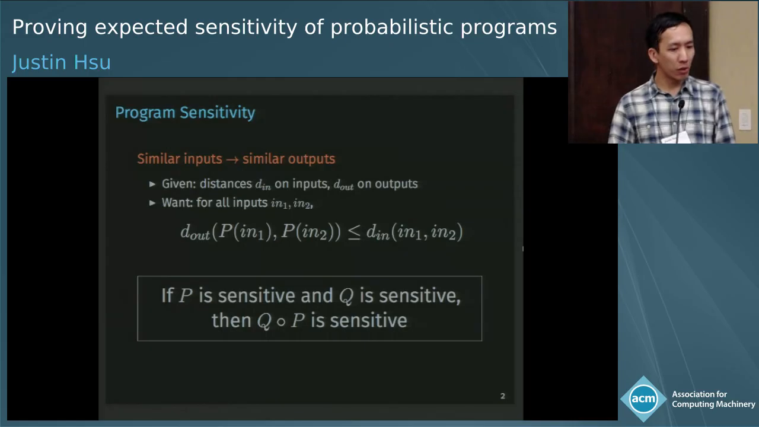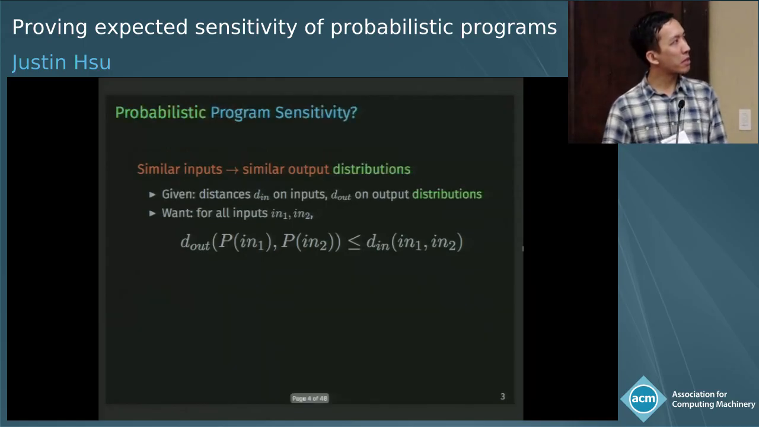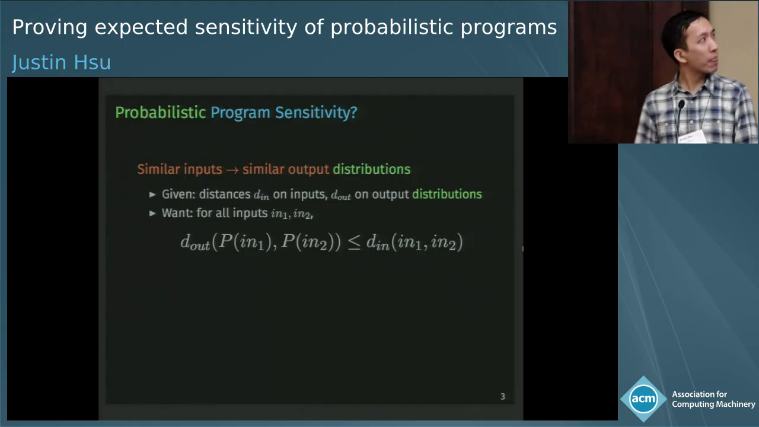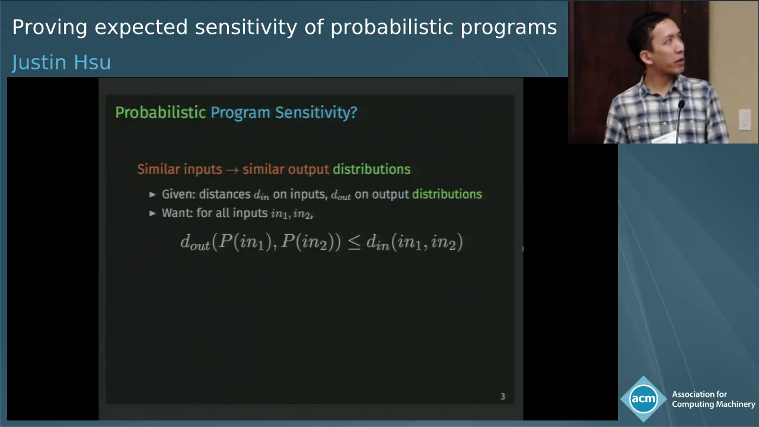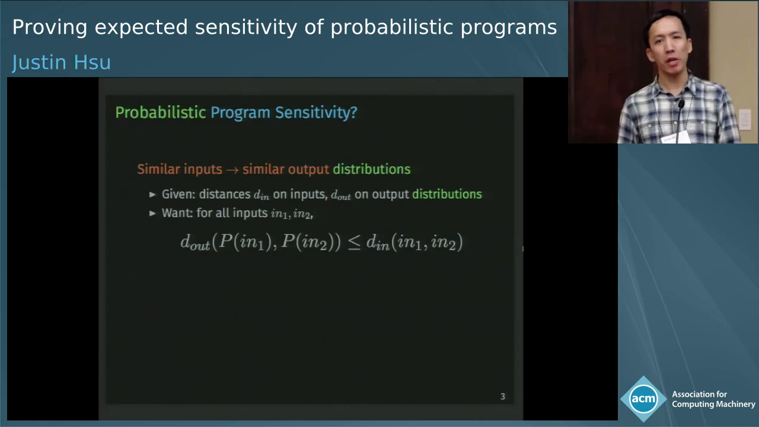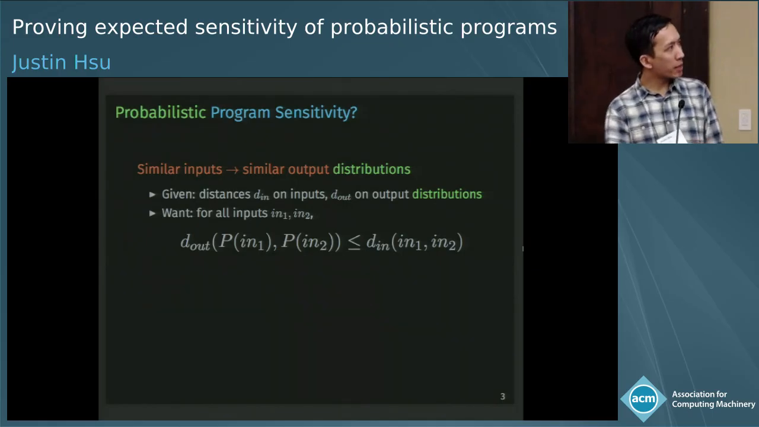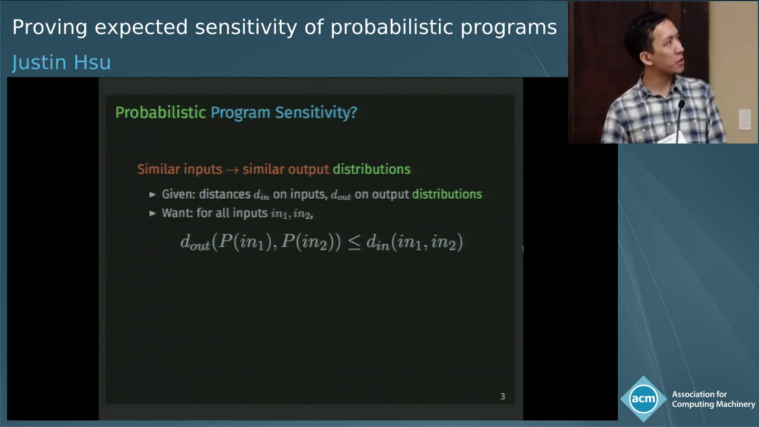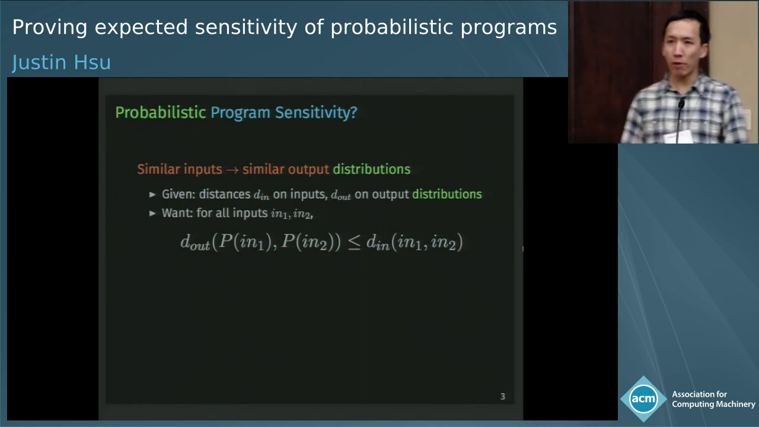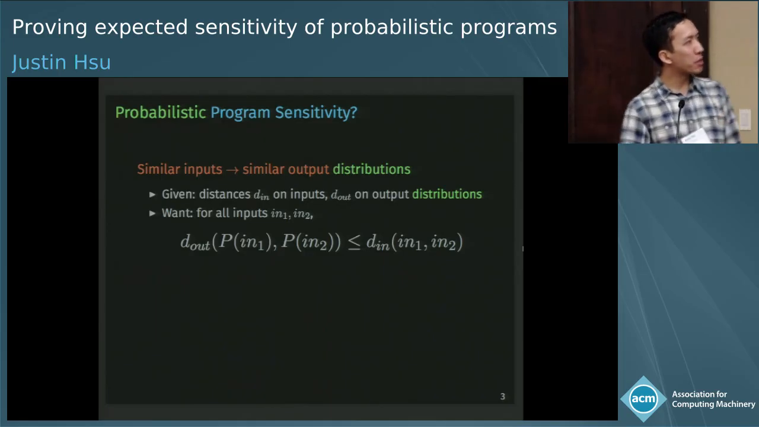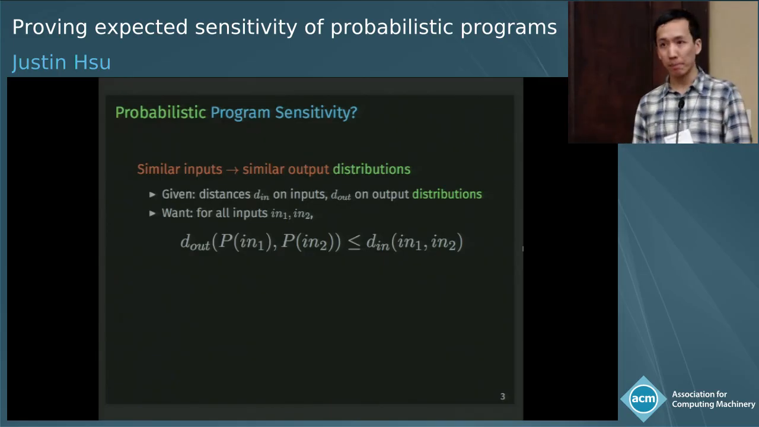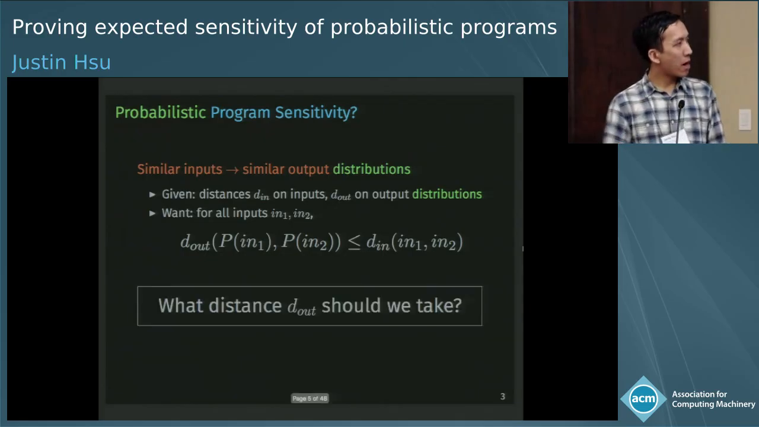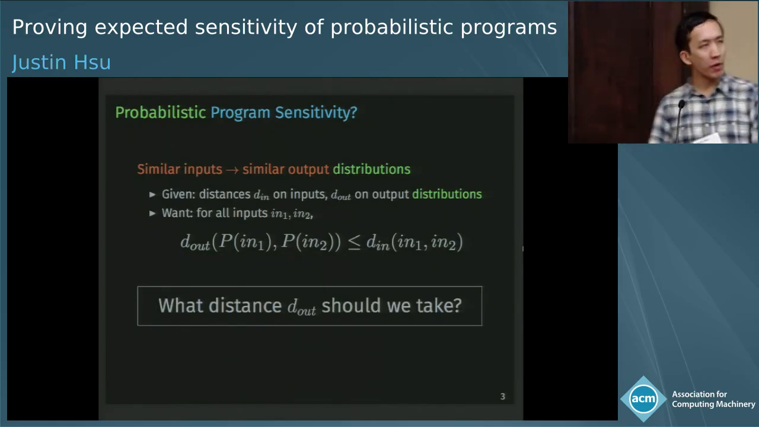In the probabilistic world, which is where this talk will take place, things are slightly different. Again, we want similar inputs to lead to similar output distributions. So here, the randomized program maps, say, a single input to a distribution of outputs. So again, we are given a distance on the input and a distance on the output space, which is now distributions. And we want for all pairs of input values that the output distributions are a bounded distance apart. Okay? So that raises the question of what distance should we take on output distributions?